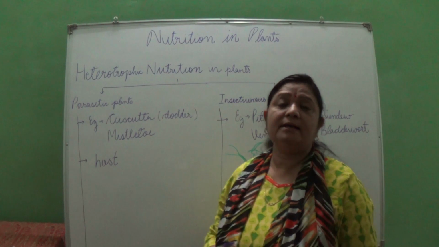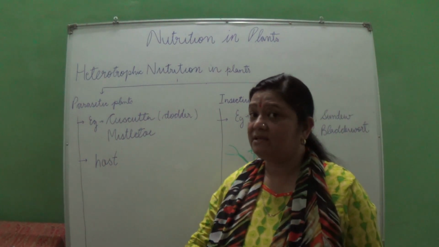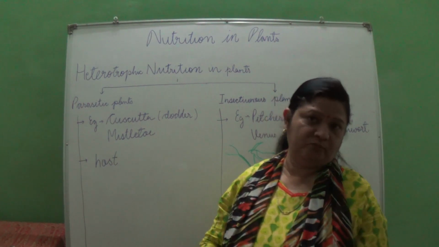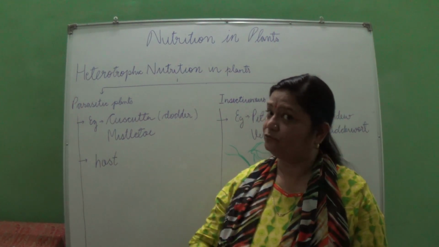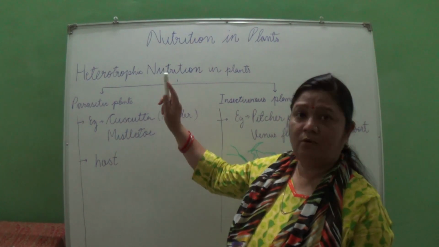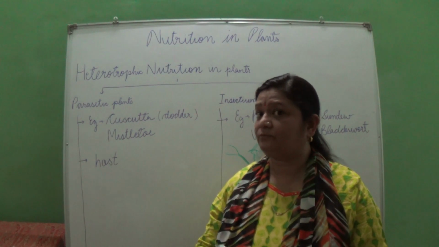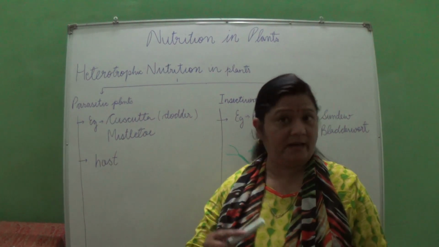In your earlier classes you have studied autotrophic nutrition, in which the organism was able to prepare its own food by the process of photosynthesis. But in heterotrophic nutrition, there is no photosynthesis. It can't prepare its own food. It depends for food on other organisms.